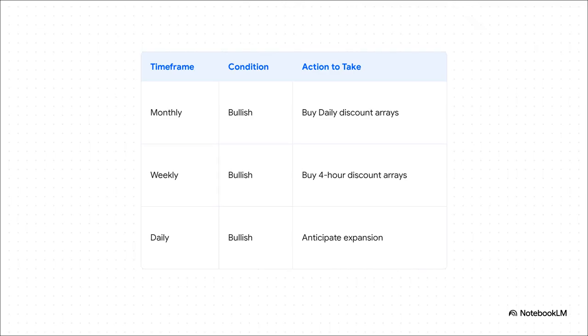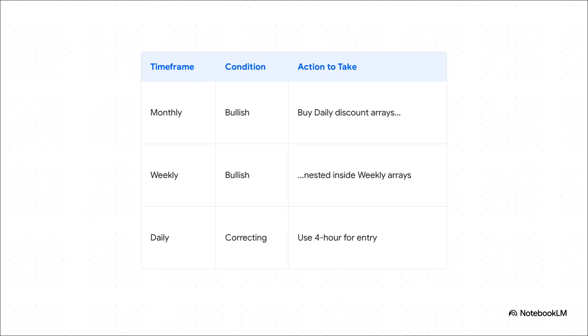Okay, scenario 1. This is the A+ home run setup. This is what we all hope to see. The monthly, the weekly, and the daily charts are all screaming bullish. They're all perfectly in sync. When you see this, the trend is your best friend. The wind is at your back. So what do you do? You can confidently look to buy at any daily or 4-hour discount level because you're expecting price to just continue expanding higher, and fast.